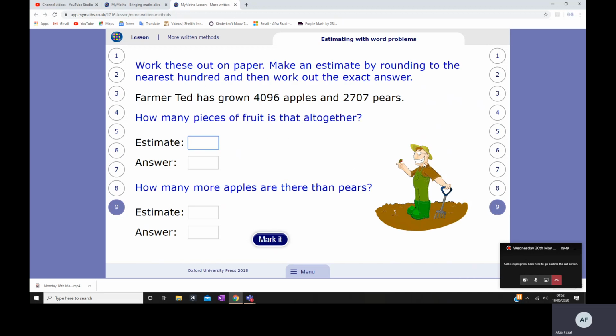Work these out on paper, make an estimate by rounding to the nearest 100 and then work out the exact answer. I'm going to leave this up as a challenge for you. Once you get this slide done, if you want, write up your answers, write up how you worked it out and email it over to the school email address, or feel free to comment and I'll post it on the blog. Let's see how you work it out.